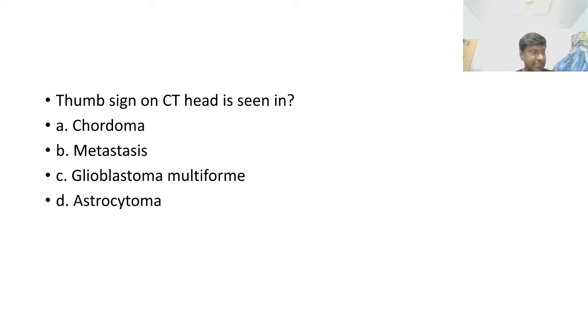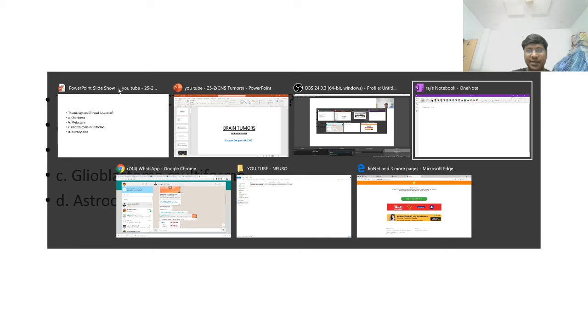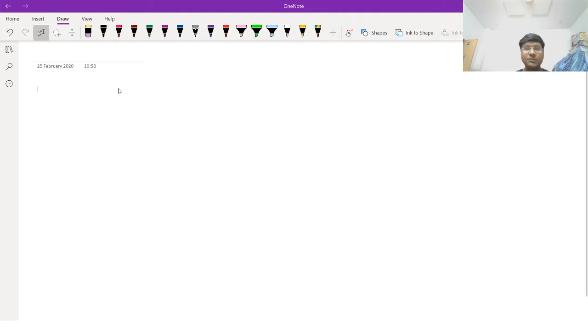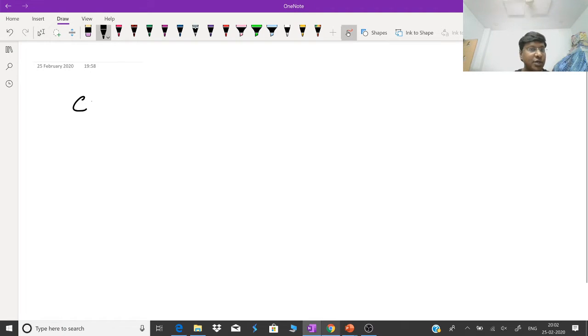One answer I got is from Aditya, saying C, that is glioblastoma multiforme. No problem, I'll discuss this question first, and then we will come back to the discussion. The thumb sign is seen particularly in a clinical scenario called chordoma. In chordoma you will see this particular thumb sign.